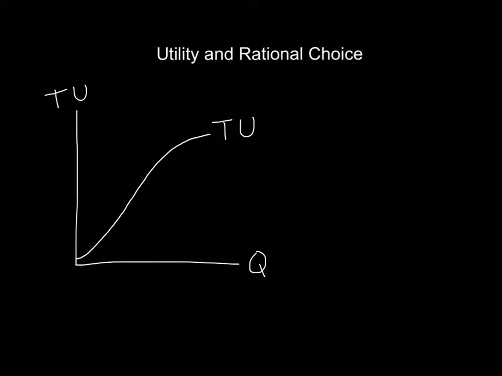So if this is, for example, pizza, and we're talking about slices of pizza, we may find that when we first start eating the pizza, the additional slices give us more and more utility, but eventually we reach the point, in this graph right around here, where we're going to have diminishing marginal utility. This means that as we continue up the curve, we do get more and more utility, but it's going up at a slower and slower rate.